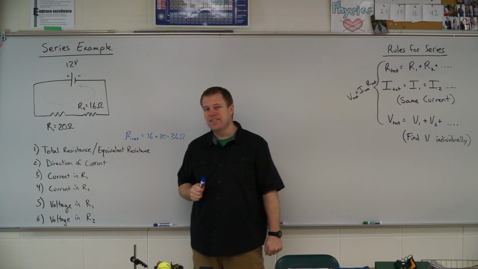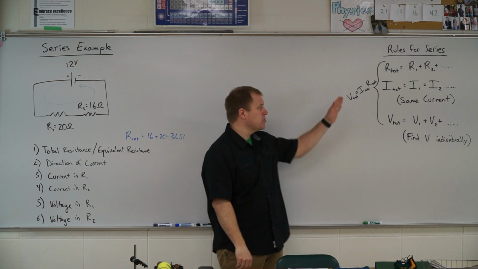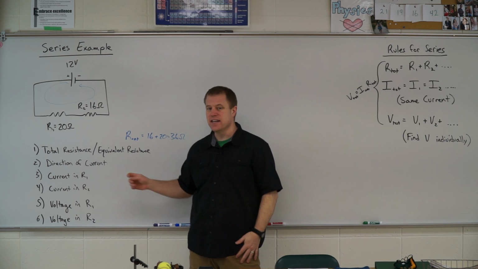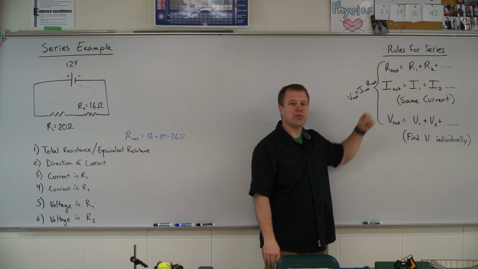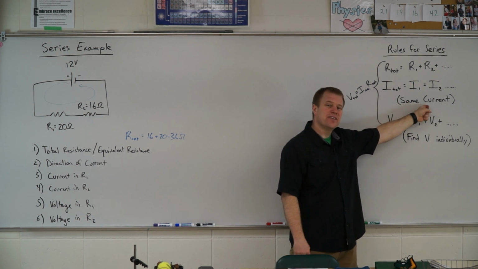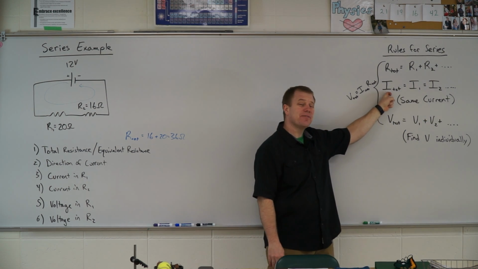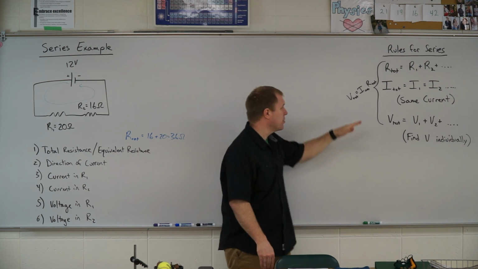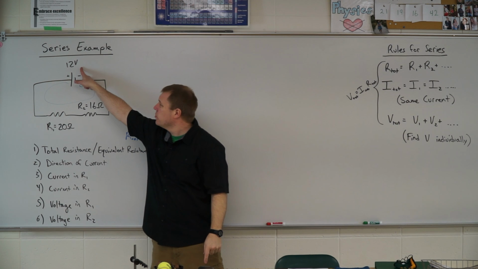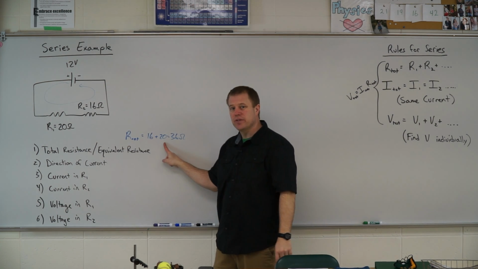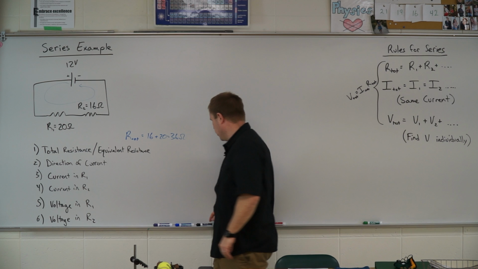Now to find the individual currents, we're going to have to go back over to our rules over here. Well, the individual currents are the same as the total current. So whenever I want to find currents, they're all the same, so I really want to find the total current. And how I find the total current is I use Ohm's law with all the totals. So I know the total voltage, I know the total resistance, and so now I can find the total current.